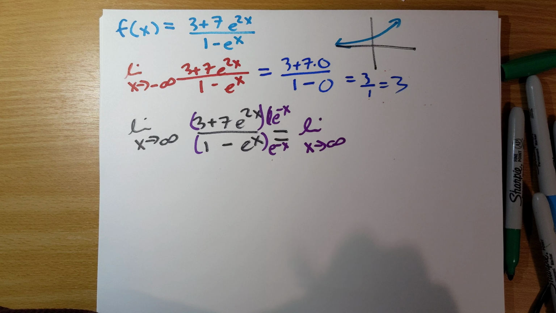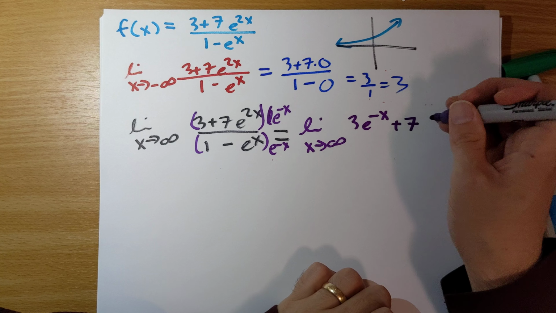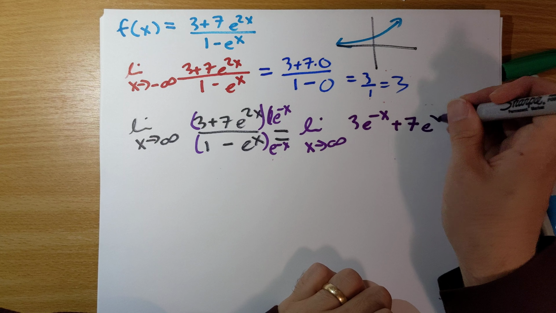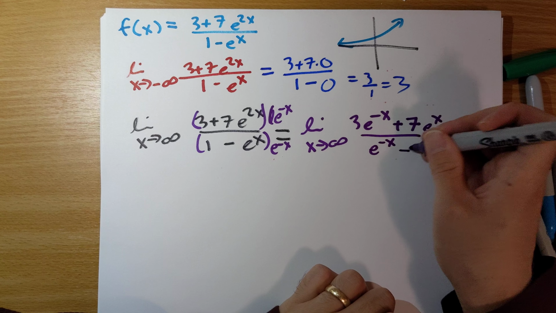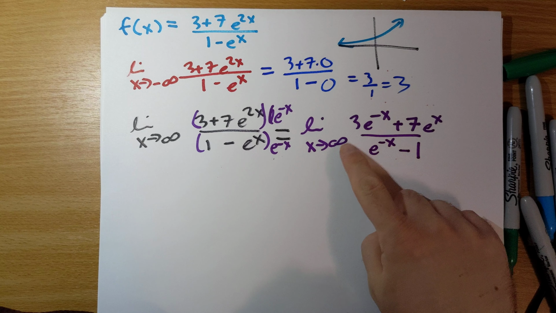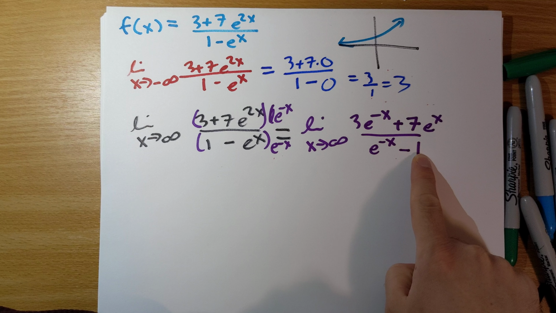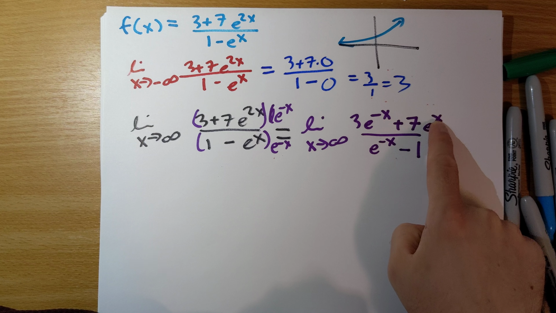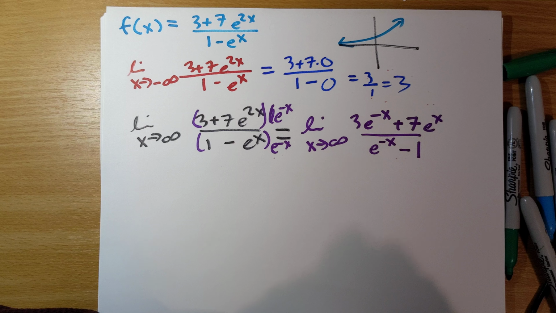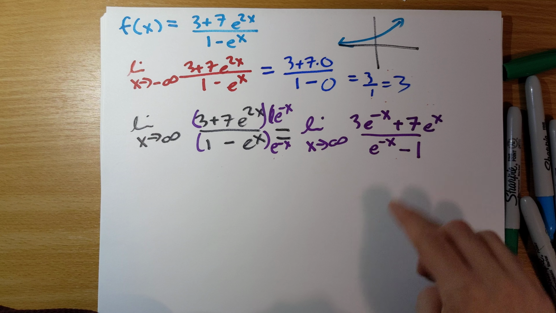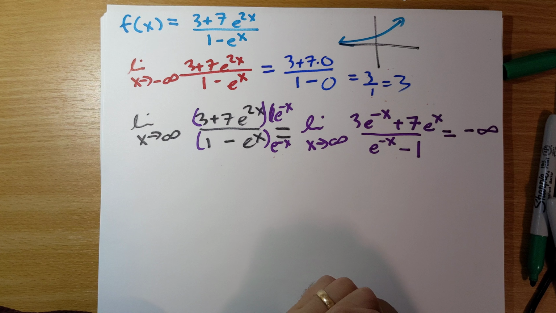What happens here is that we end up with 3e to the negative x plus 7e to the x, since e to the 2x times e to the negative x is e to the x, over e to the negative x minus 1. Now as x goes to infinity, e to the negative x goes to 0. The denominator is just negative 1, and e to the x still goes to infinity. So the numerator is like 0 plus infinity, going off to infinity. The denominator is going towards negative 1. This is negative infinity here.